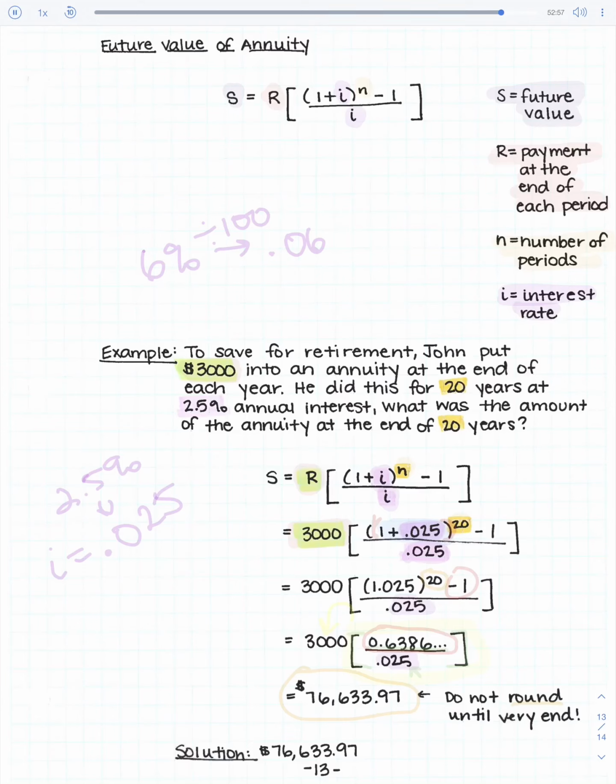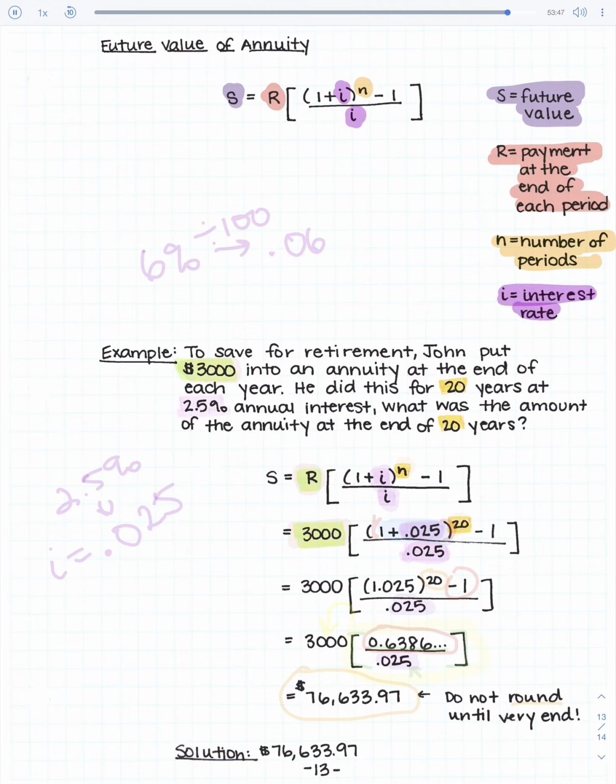This last problem has to do with how you can actually apply these geometric series, and it has to do with the future value of annuities. In this formula, S stands for the future value, R stands for the payment at the end of each period, N stands for the number of periods you're going to look at, and I, as always, is our interest rate. Remember, whenever we use interest rates, we always turn them into decimals.